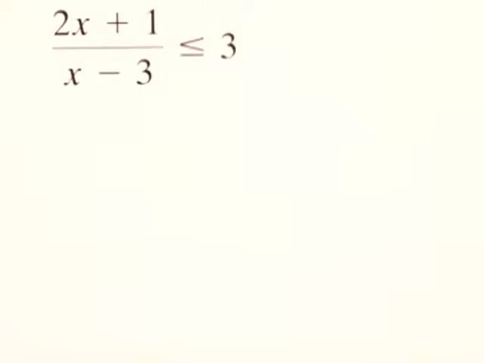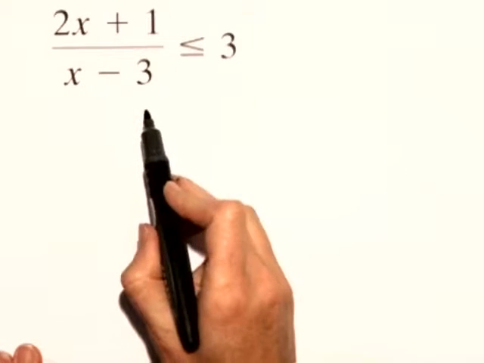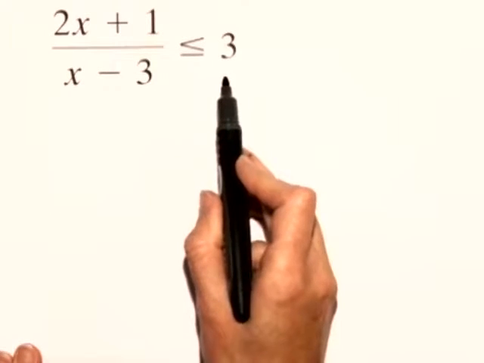We have a rational inequality to solve. We'll state our answer in interval notation and we'll also graph the answer on a real number line. We have (2x + 1)/(x - 3) is less than or equal to 3.